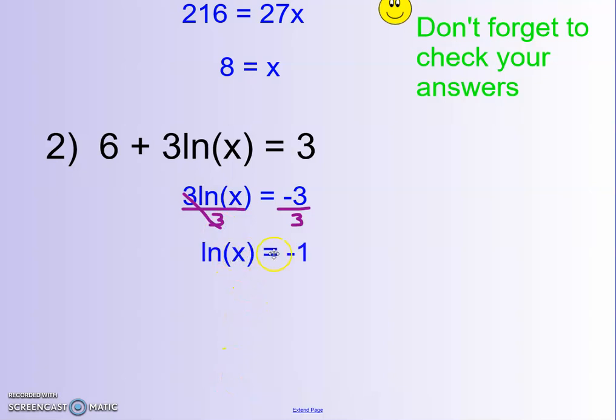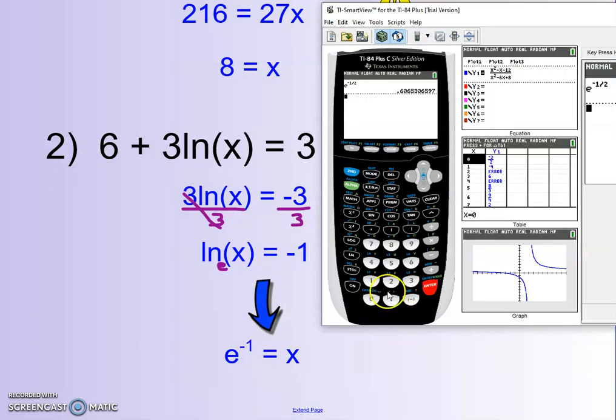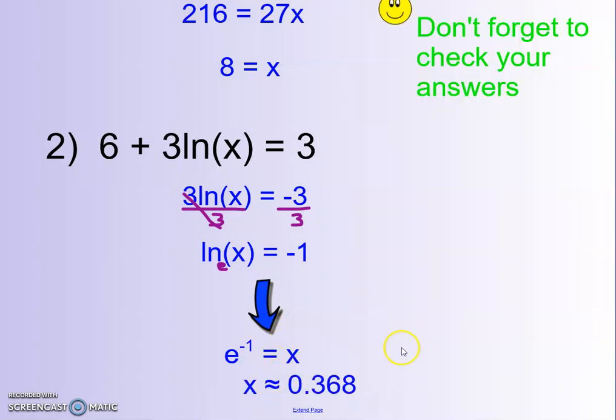And that gives us the natural log of x equals negative 1. Now, remember that natural log is really log base e. Now we can switch from logarithmic to exponential notation and get e to the negative 1 equals x. Coming over here, I can use my calculator. E to the negative 1st, and that gives me 0.36787 and so on, and that rounds to about 0.368.